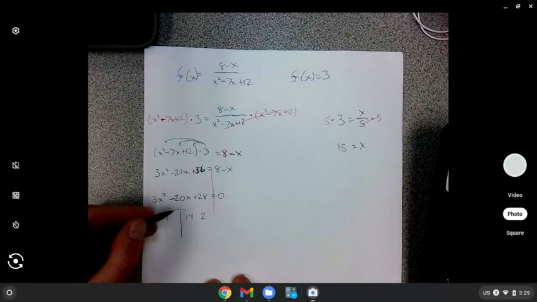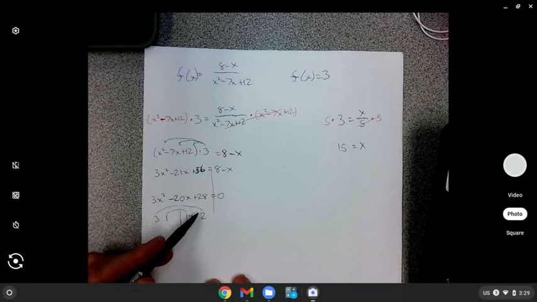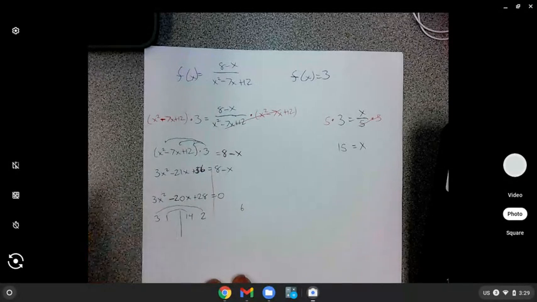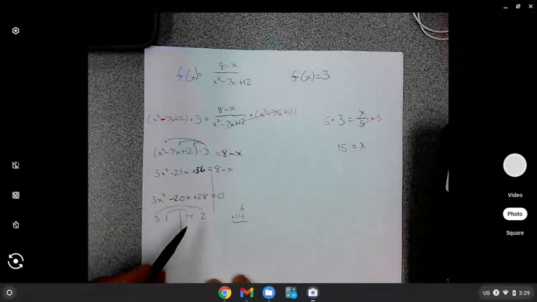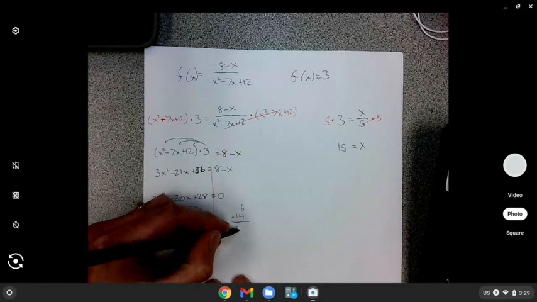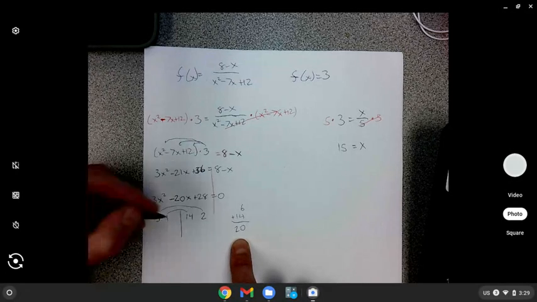And then I'm going to do what I call the rainbow, taste the rainbow. 3 times 2 is 6. 1 times 14 is 14. If I pick the right numbers, this could have been 7 and 4. But if I pick the right numbers, this should add up to my middle number here. I'm close. That's a minus 20. This is a positive 20.